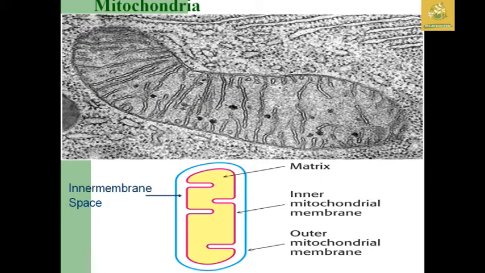So this is the structure of the mitochondria. The intermembrane space is the distance between the inner mitochondrial membrane and the outer mitochondrial membrane, and the inner region is also known as the matrix, where the sequence of reactions is done in the mitochondria.